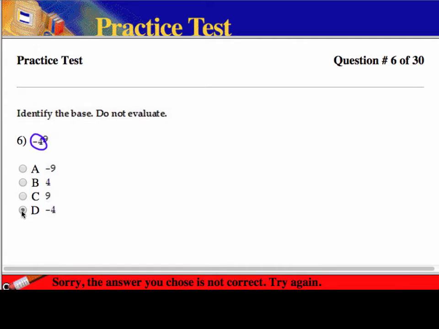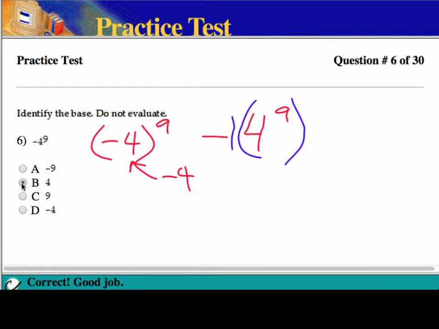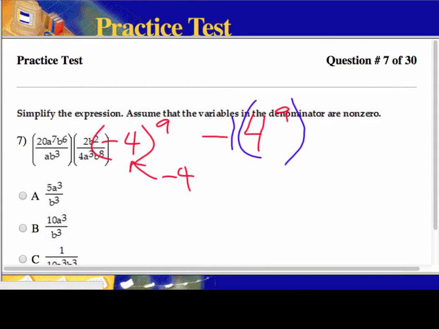Wait a minute. Now, why is it 4? Because it's the base. Yeah, because there's a difference. If it was written like this, then the base would be -4, but it's not. When you write -4 raised to the 9, if you follow the order of operations, exponents come before multiplication. That negative in front of the 4 raised to the 9 is like multiplying it by -1. Does that make sense? Yeah. So our base is actually 4. Whew, good thing I caught that. Alrighty.